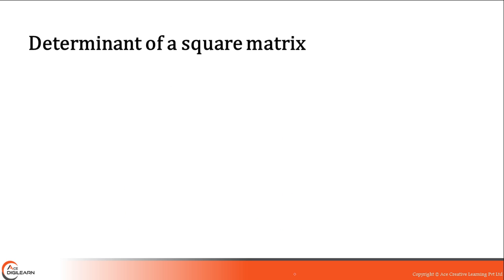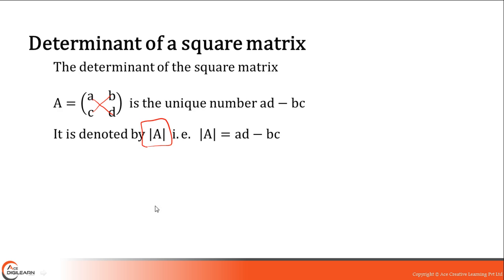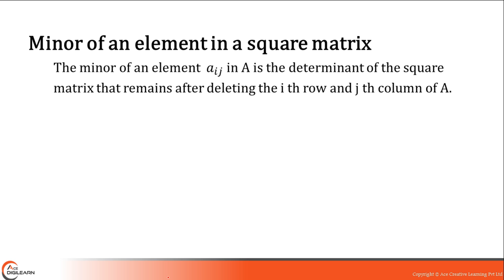Next, determinant of a square matrix. Determinant of a matrix A equals [a b; c d] can be defined as a unique number ad minus bc. It is denoted det A. Next, minor of an element. Minor of an element a_ij in a square matrix A is defined as the determinant of the square matrix obtained by deleting the ith row and jth column.